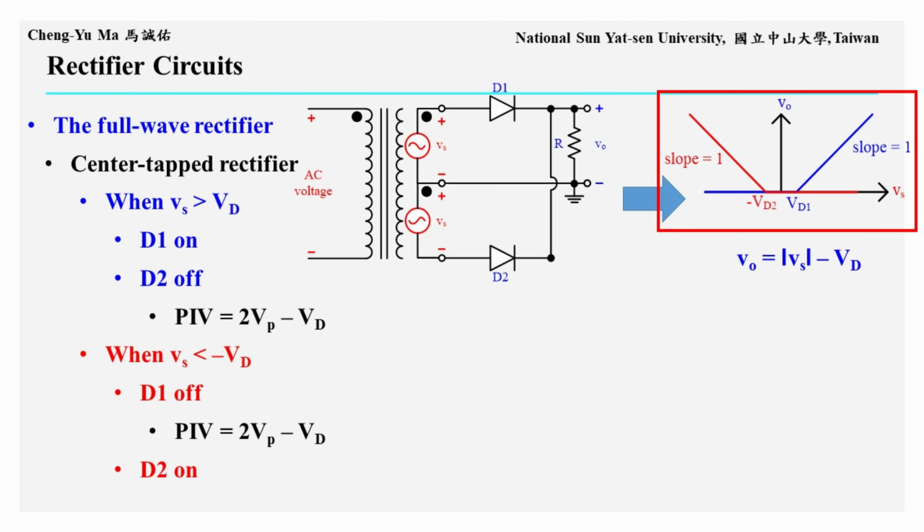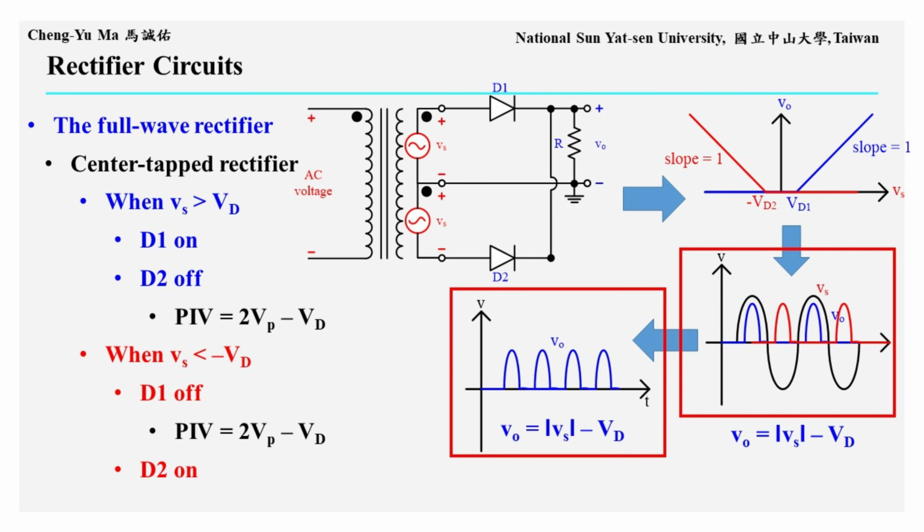We can summarize the center-tapped rectifier as follows. When Vs is positive and greater than Vd, D1 turns on and D2 turns off, so Vo equals Vs minus Vd. When Vs is negative and the absolute value of Vs is greater than Vd, D2 turns on and D1 turns off, so Vo equals the absolute value of Vs minus Vd. This gives the transfer characteristic between Vs and Vo shown on the right.